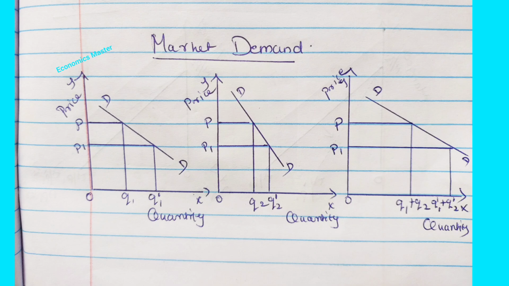The third figure shows the market demand. When the price is P, the quantity demanded for a commodity is Q1 plus Q2. When the price decreases to P1, the quantity demanded increases to Q1 dash plus Q2 dash. This is the market demand for a commodity. It is the horizontal summation of individual demand curves.